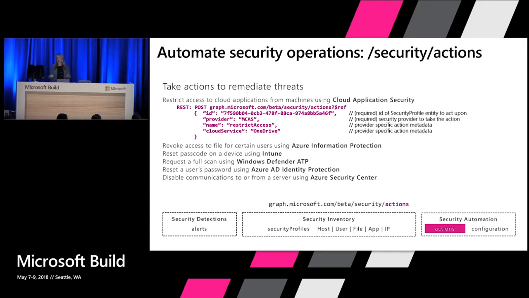Similar actions can be taken, for example, to revoke access to a file for users using Azure Information Protection, or to reset a passcode on a device via Intune, or to request a full scan using Windows Defender ATP, and much, much more. So the actions are defined by the provider based on what makes most sense for their particular security technologies.